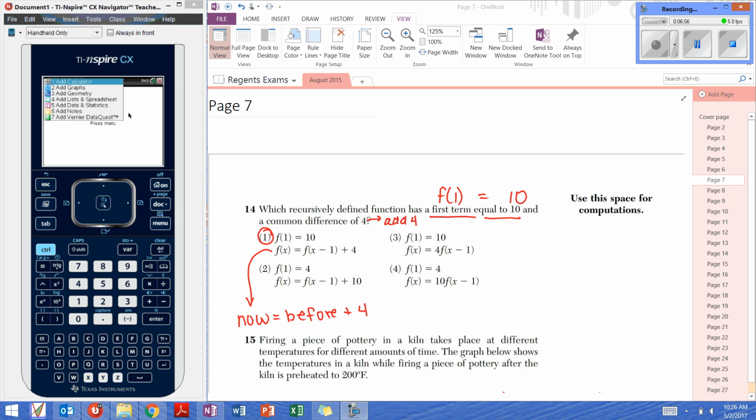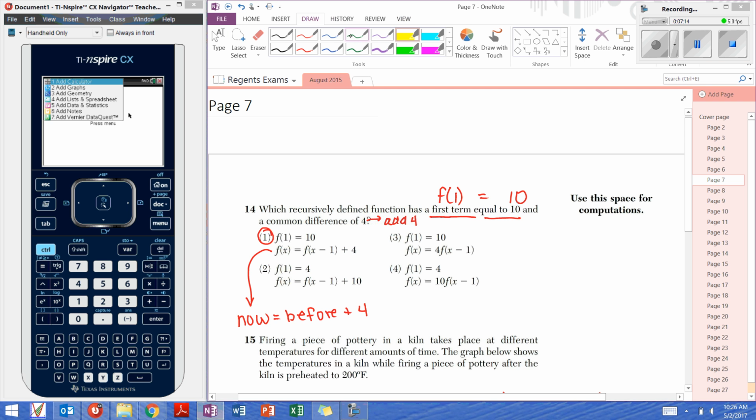Question 14 is basically just testing whether or not you understand function recursive notation. This is bringing back the before, now, next lingo. So for 14, the first term, so f of 1, is equal to 10. We can get rid of a couple answer choices just because they have the incorrect first term. So 2 and 4 are out. That narrows it down to 1 and 3. A common difference of 4 is adding 4. So just by knowing that, you could pick answer choice 1.